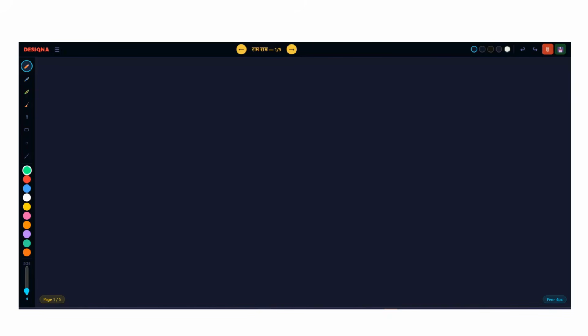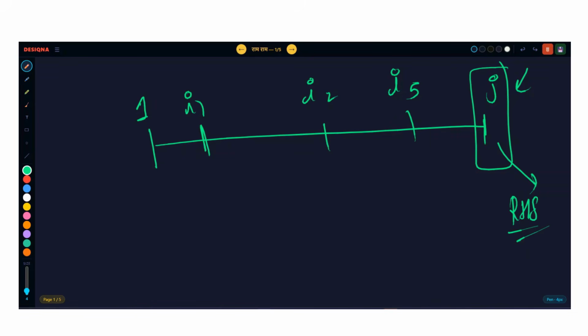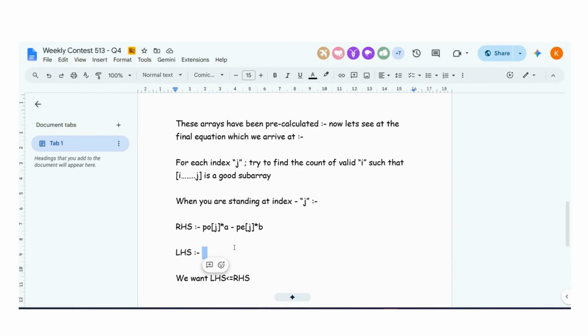So guys, now the problem is going to get solved because we are going to store all the LHS in a sorted set. So this is index 1, this is index J. Okay? I1, I2, I5. I am currently at index J, guys. What will I calculate at index J? Can anyone tell me? I will just calculate the RHS. Now, I will not tell you what is the formula of RHS. आप लोग को अब तक रट चुका होगा, इतना आप लोग कोडिंग आता होगा. When you are standing at index J, ये RHS निकाल देना, O of 1 में निकल जाएगा. LHS का फॉर्मूला क्या था? PO I-1 into A minus PE I-1 into B.